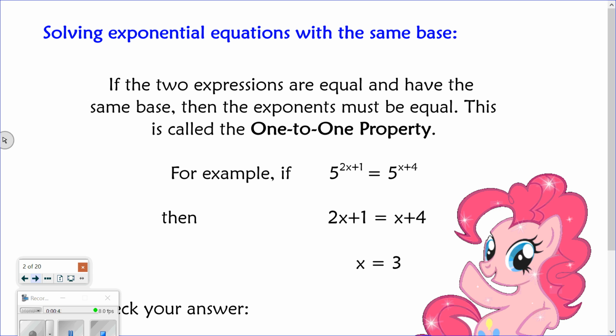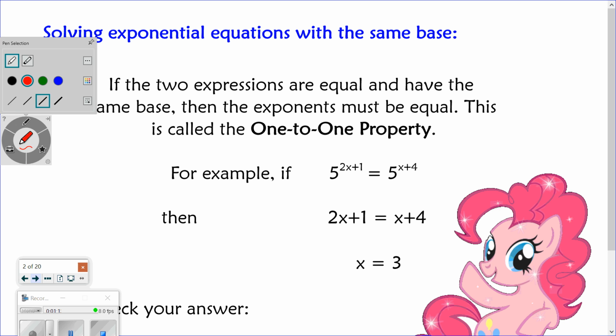All right, so if two expressions are equal and they have the same base, then the exponents have to be equal. Like if I have 5 to some power equals 5 to some power, what has to be true about the powers? They have to be the same, right? They have to be equal to each other. This is called the one-to-one property. Do I care that you memorize that it's called the one-to-one property? No, I don't care. I do this stuff all the time, I know what it's called. But the one-to-one property, that's what it's referring to.